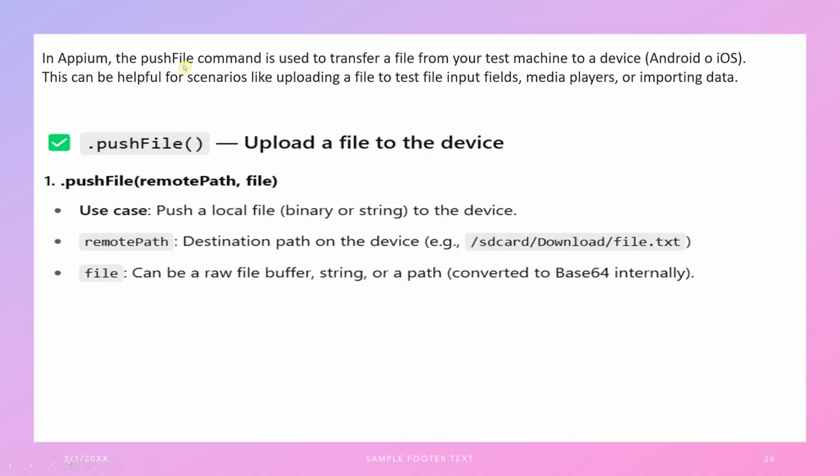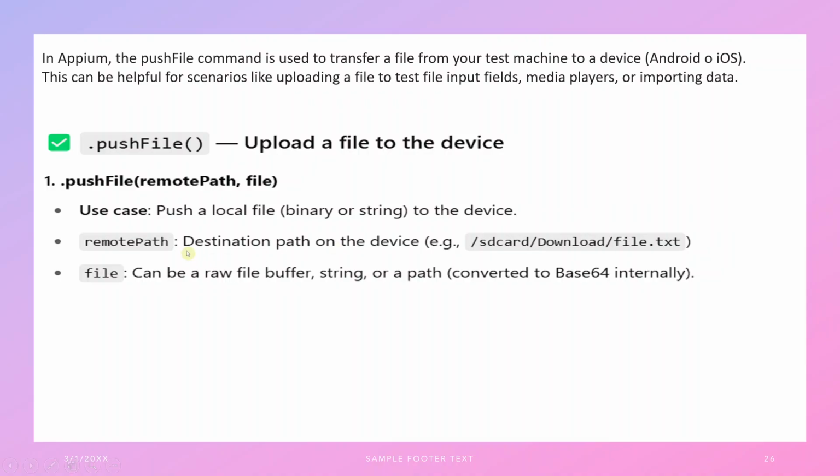So what exactly is this push file method? The push file method is used to upload a file to the device, and if you see the syntax here, dot push file, we have to provide two parameters, that is remote path and file. The use case is to push a local file, it may be a binary or a string, to our device. It may be a simulator or emulator, or a real device, or a cloud device. So we can upload a file from our local machine to the device here.